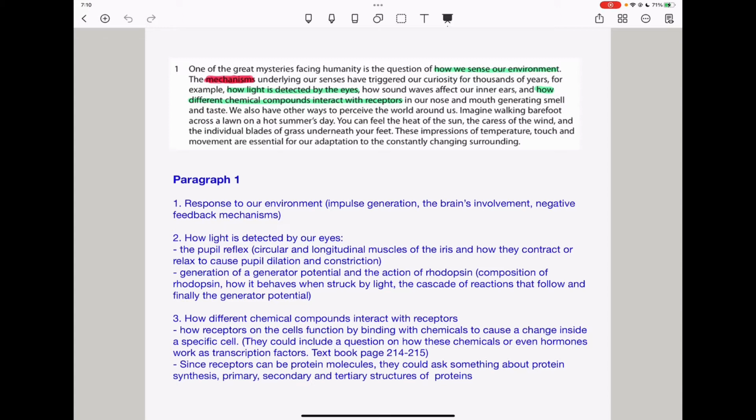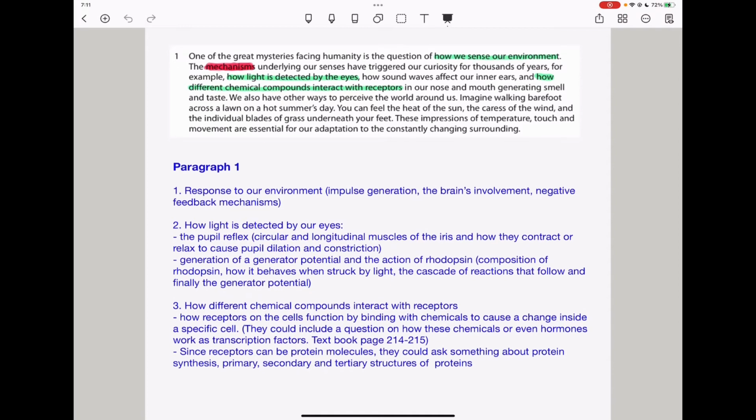The next segment I saw is how light is detected by the eyes. So in this case, since you talked about the pupil reflex and so on in your textbook, I thought they could ask about the pupil reflex involving the circular muscles and longitudinal muscles of the iris, and how their contraction or relaxation can lead to pupil dilation and constriction.